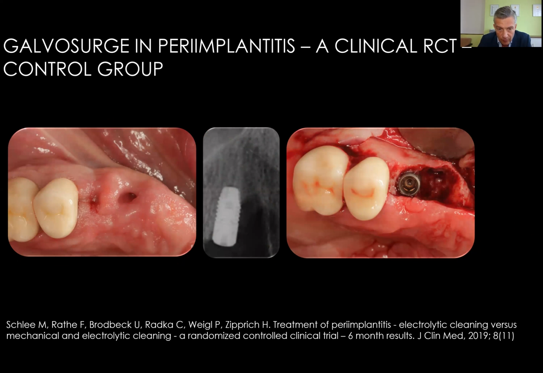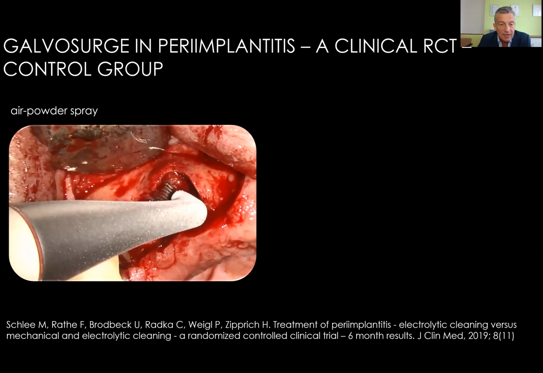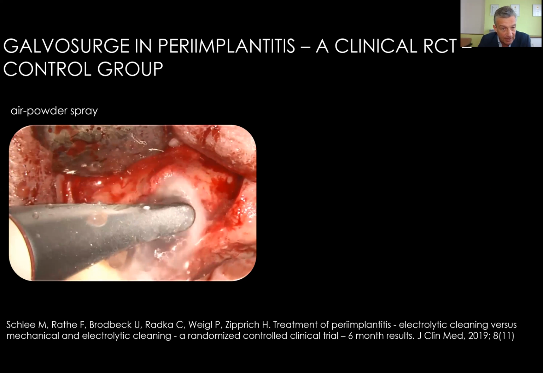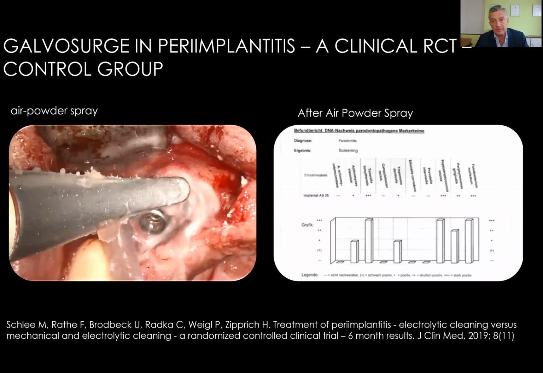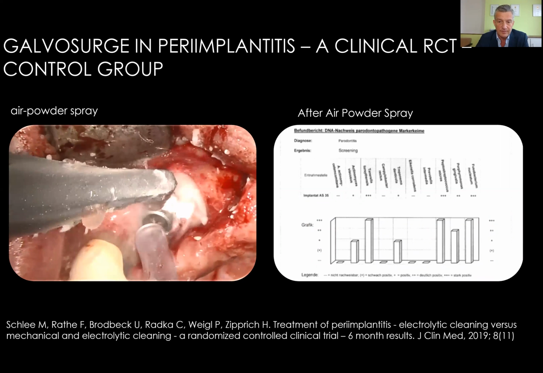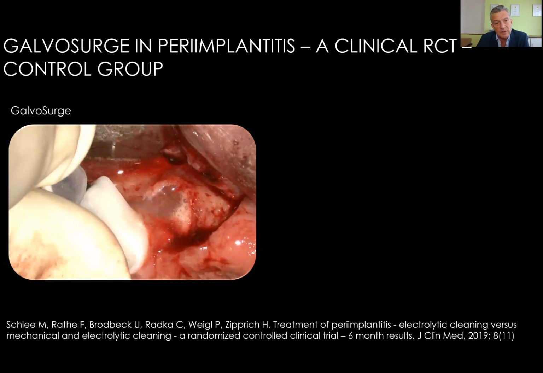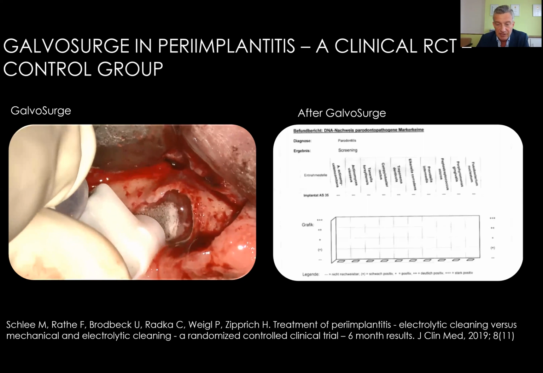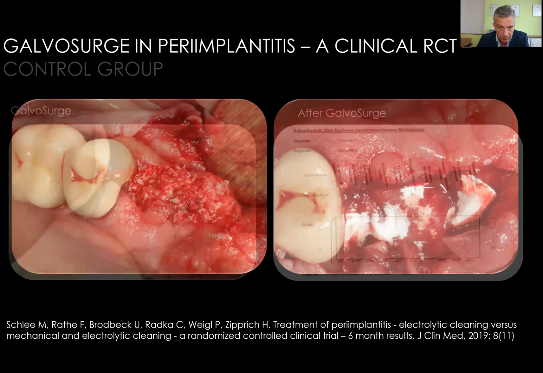Now the control group. We opened a site, we did a PCR testing, then we cleaned the implant with air powder spray and did another PCR testing. This is the PCR test after powder spray. Not that promising. Now we used the electrolytic approach and did another PCR testing. This was the PCR test after cleaning with the electrolytic approach.